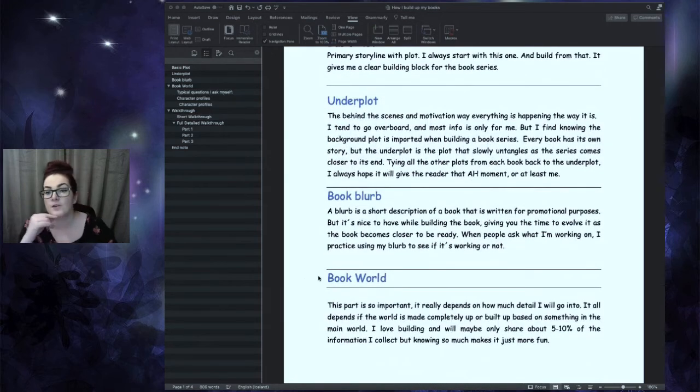Another thing I started after my first book is a book blurb. Some people write it after they finish the book, some write it in the beginning. I've discovered with every book I write, I have to start doing this right at the beginning, so that when the book is done, it has evolved with the book. And it's also just great practice.